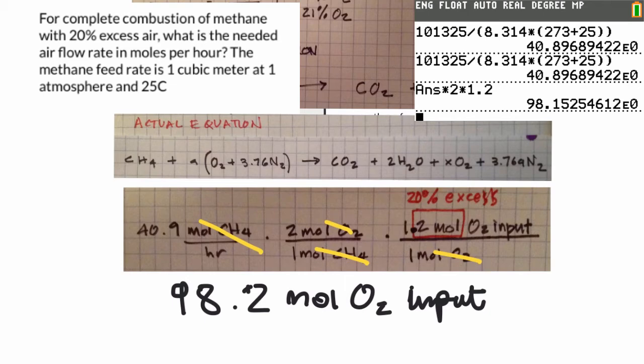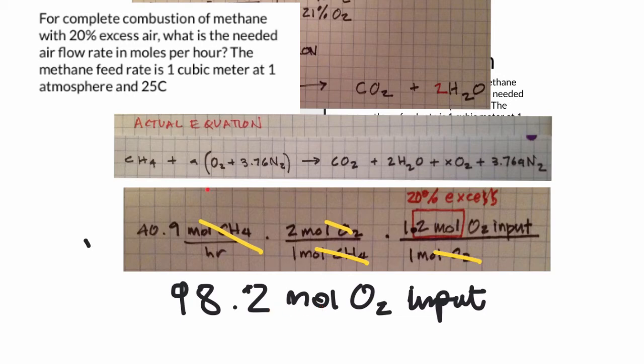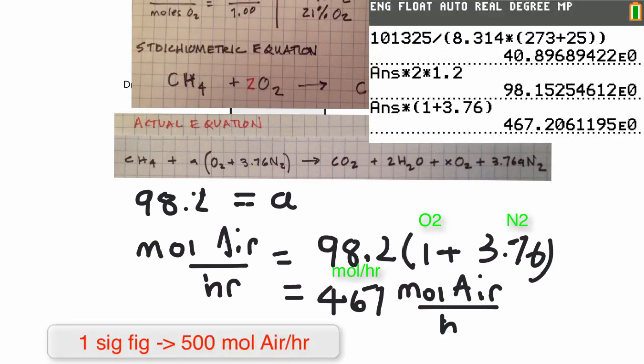Now, what does that do for our equation? We can see that this is the amount that was put in here. So the A value is this 98.2. Now we know that we don't use all of it, and I think our initial question was how much air. We have 98.2 moles of oxygen, but that's not moles of air. We have to account for the nitrogen as well. Let's do that. What I get when I do that math is 476 moles of air per hour that's input to the combustion reactor.